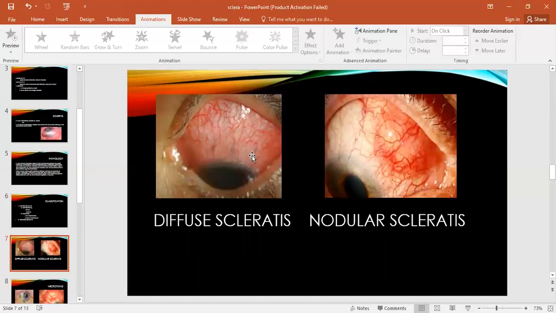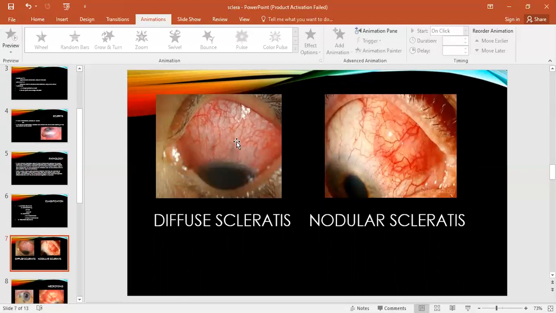First, diffuse scleritis. This picture shows diffuse scleritis. What are the clinical features of diffuse scleritis? And this is a picture of nodular scleritis. What are the clinical features of nodular scleritis? We compare both of these. In diffuse scleritis the pain is mild, whereas in nodular scleritis the pain is moderate.